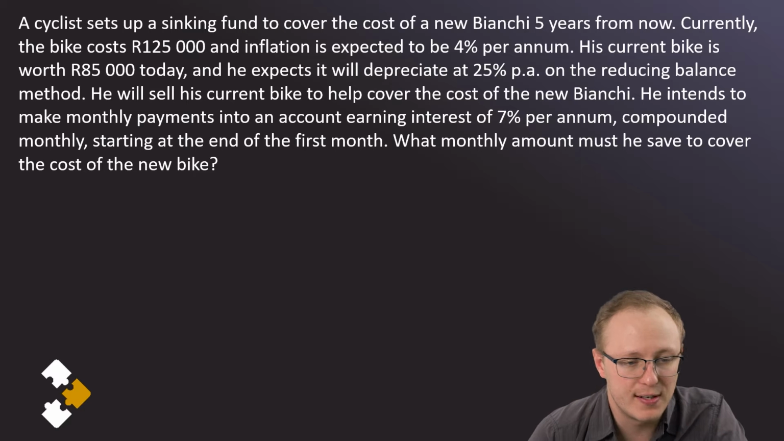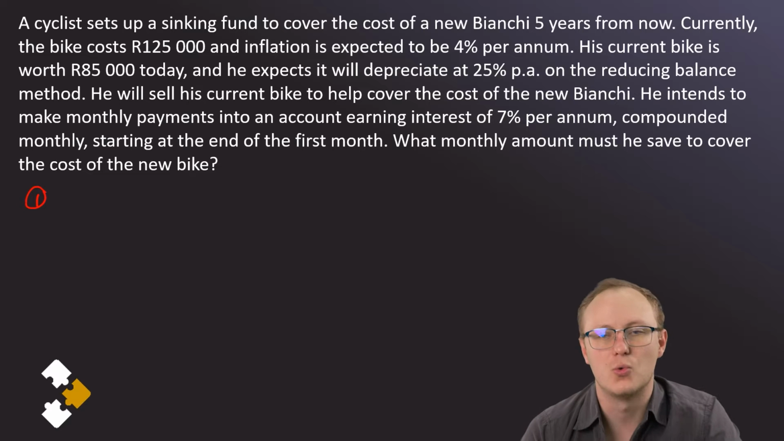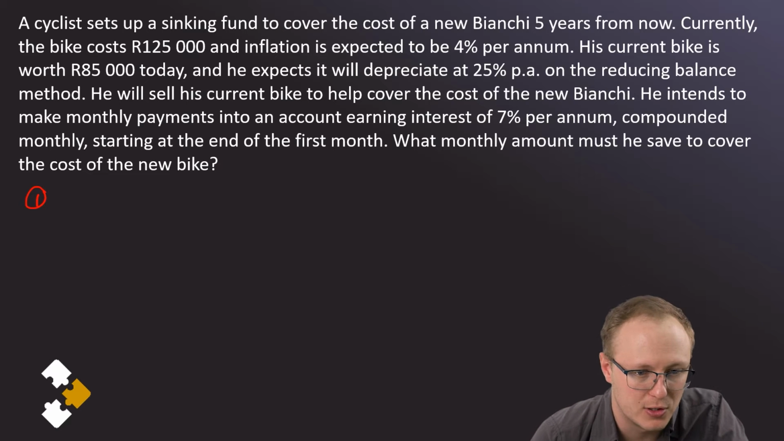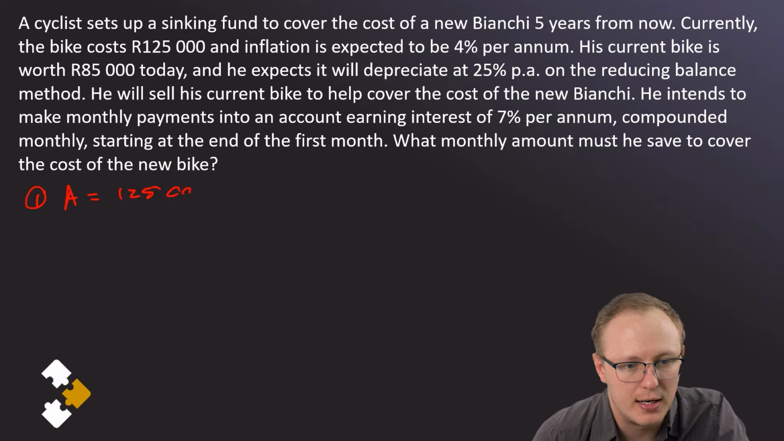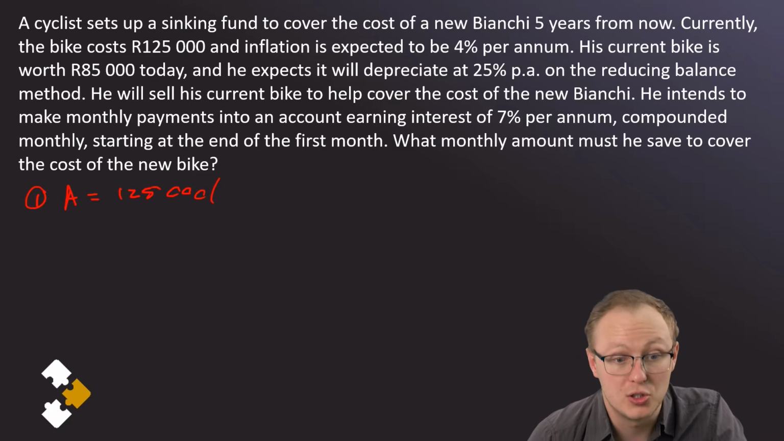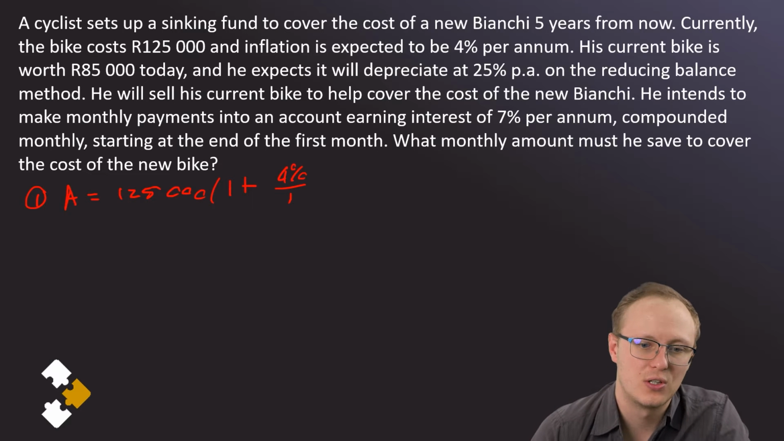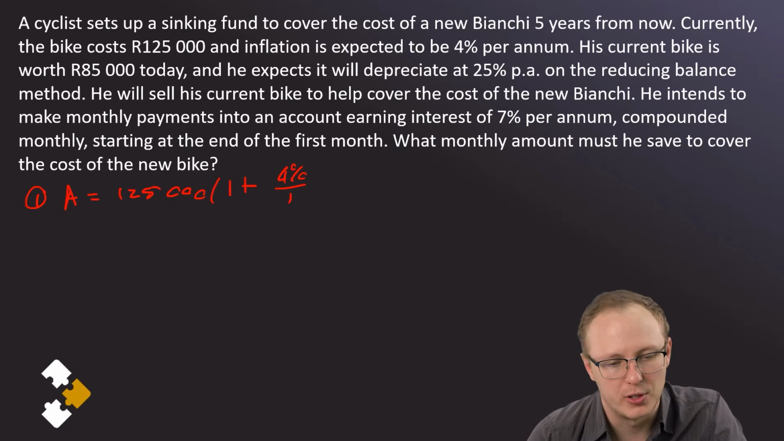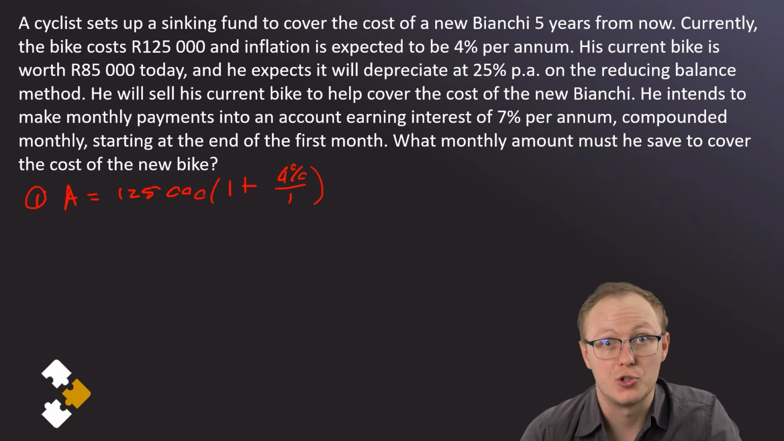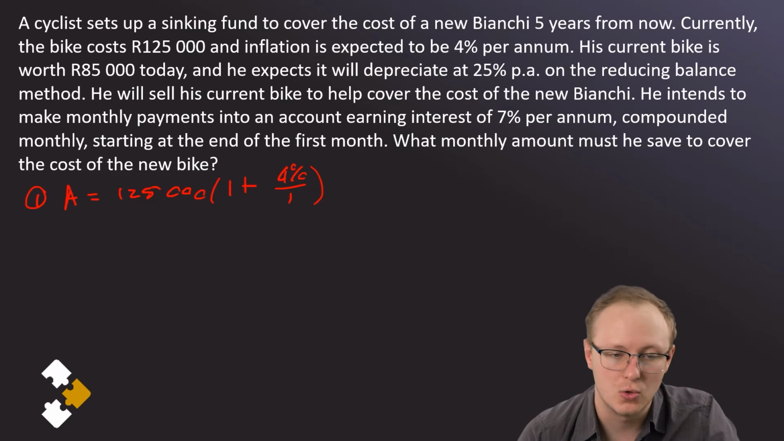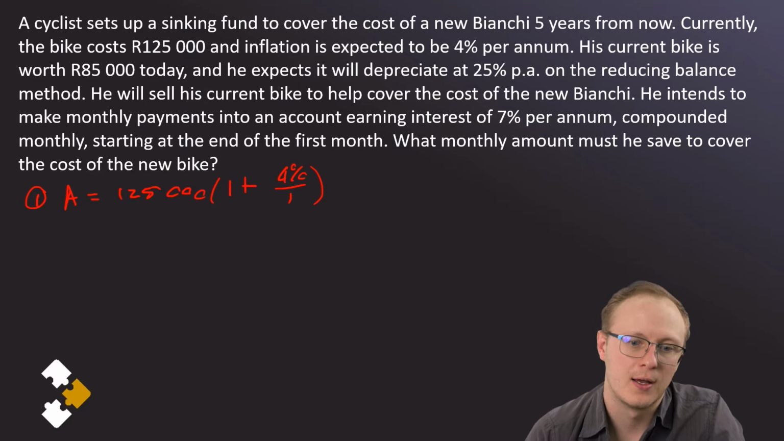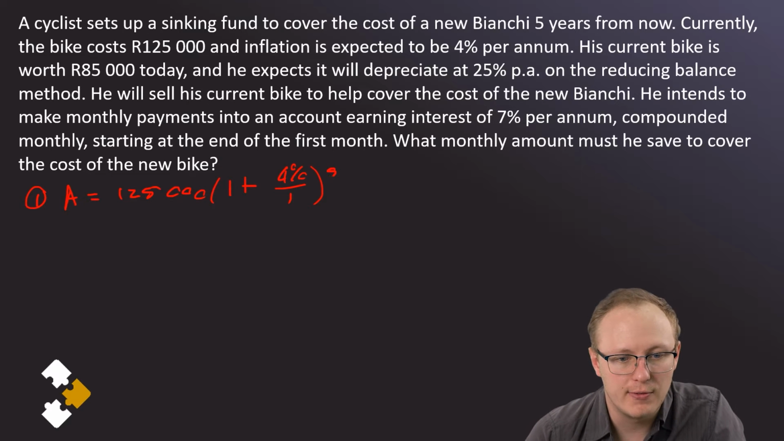Okay, so first things first, we need to know what a new bike costs 5 years from now. So 5 years from now, this 125,000 Rand purchase price has to grow by the inflation rate of 4% per annum, right? And inflation is annual, so we don't really have to put a denominator there. I'm just putting the 1 to show you that it's not monthly, it's not quarterly, it's annual. Right. Okay, and this is over 5 years.